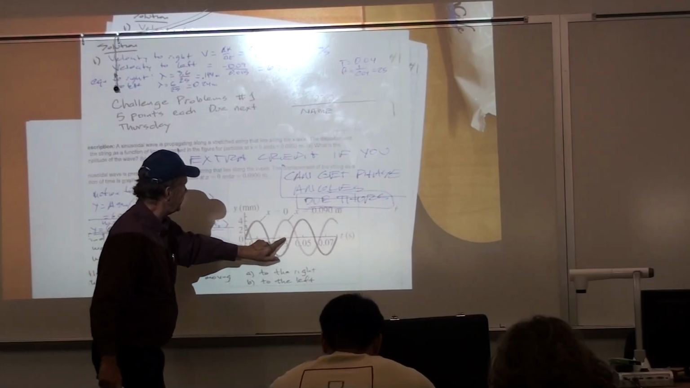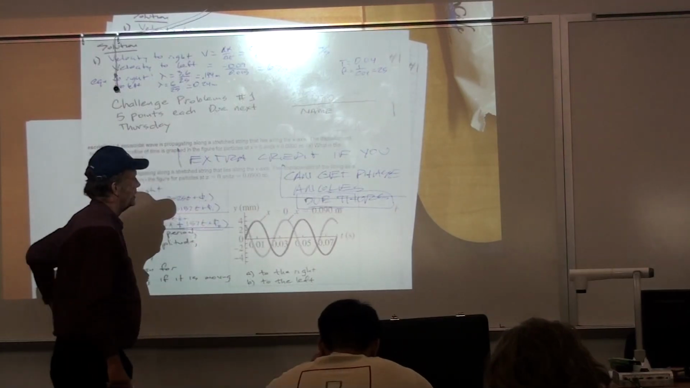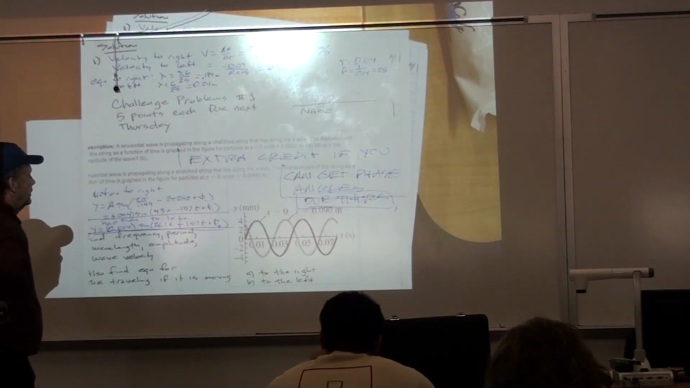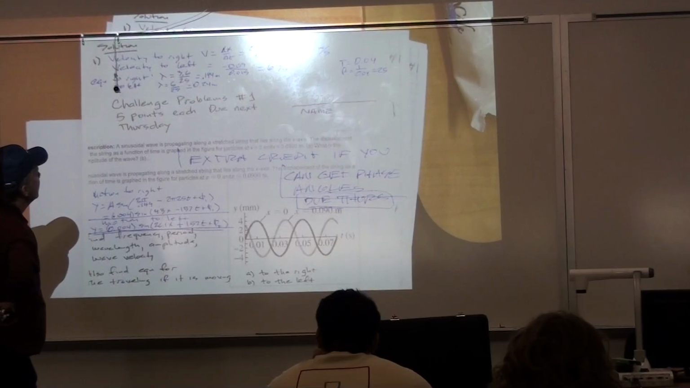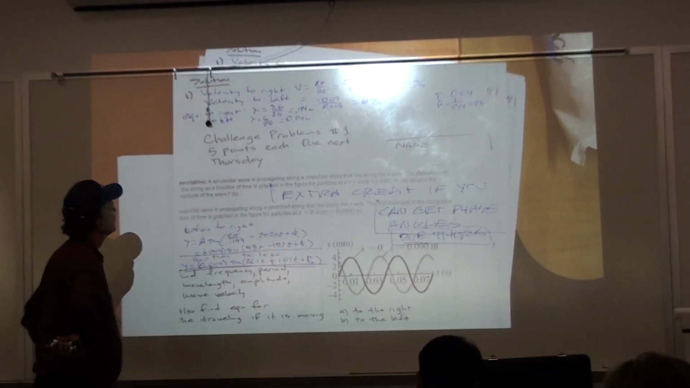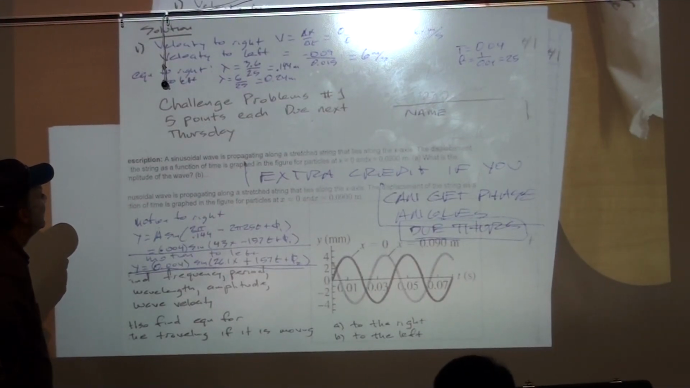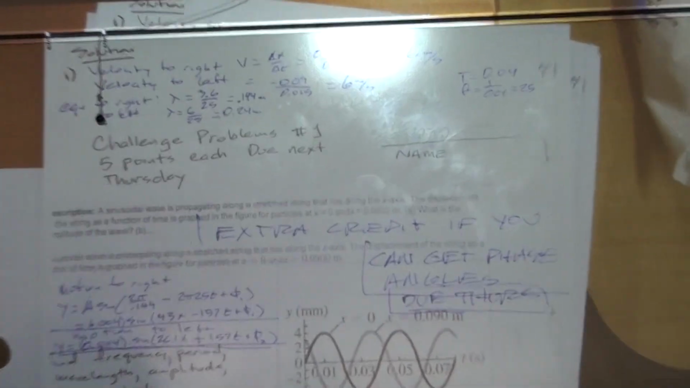And then here, this looks like about 0.035, although some people might argue with that. Anything close to that, you get full credit for. That would give us the velocity to the right. Once you have that, then you know the frequency, and so you can get the wavelength. Okay, and so the wavelength then is 0.144 when we're traveling to the right.